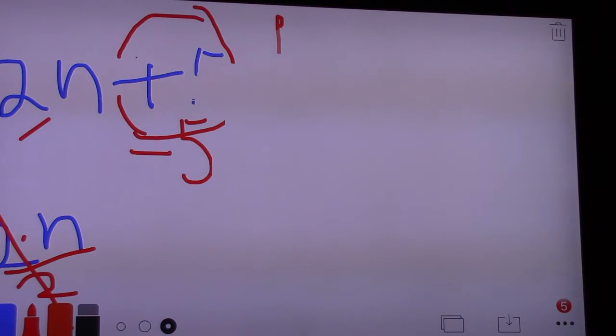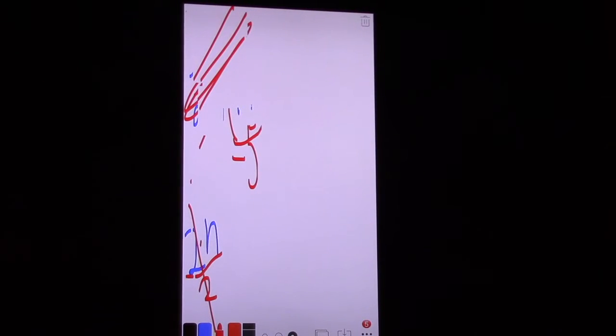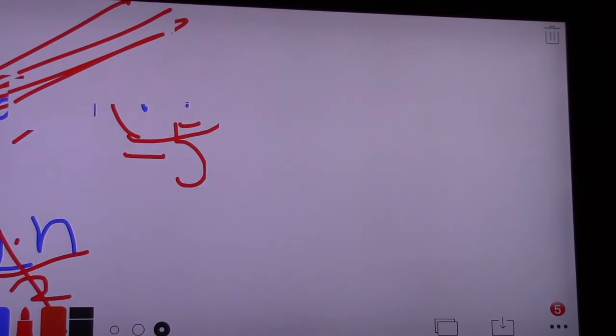Hang on a second. I'm going to let my cat outside. Flip my iPhone a couple of times for you there.